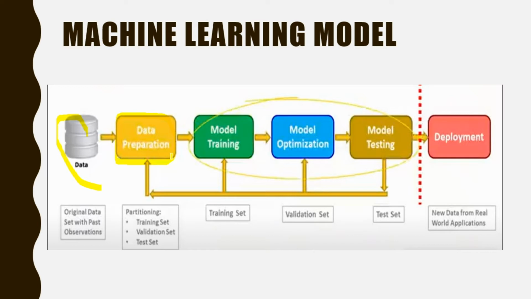After that, the pre-processed data is going to be subjected into machine learning modeling. So here we are going to categorize into three phases, like model training, model optimization and model testing. Out of this, we are going to focus on model training and model testing first, and in later videos we will see how to do this model optimization. And finally, we are going to deploy it, we are going to visualize the output in the dashboard.